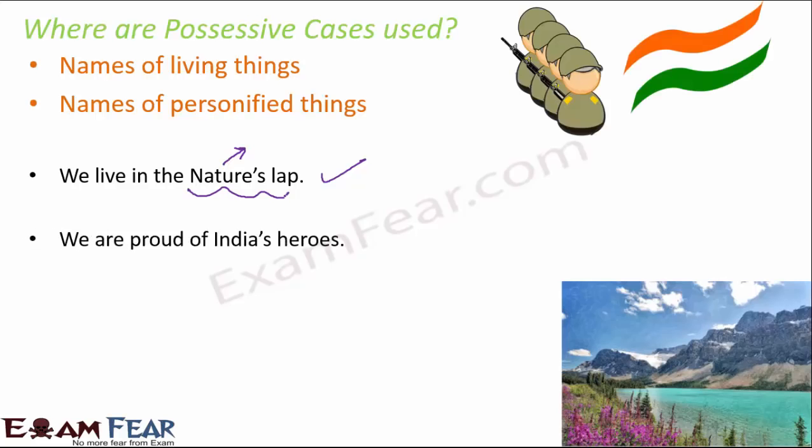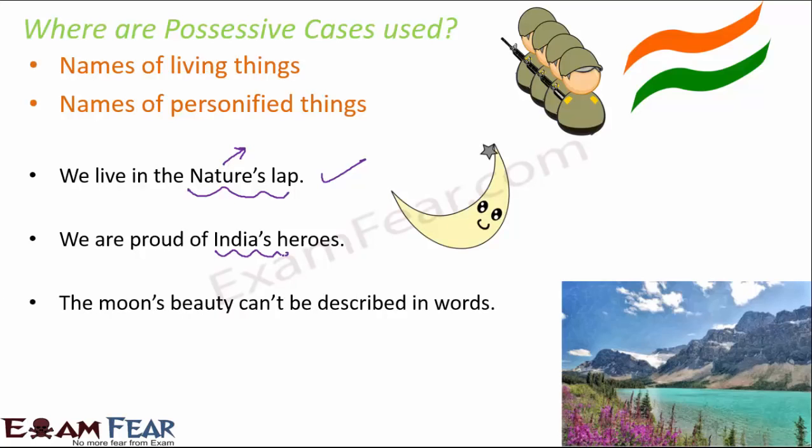Similarly, if we say we are proud of India's heroes. So what do you think? Is that correct? Yes, because here again in this case, we are personifying India. The moon's beauty can't be described in words. So here again, the moon has been personified. So even though moon is not exactly a living organism, moon has been assumed to be like a person about whose beauty we are talking about, right?